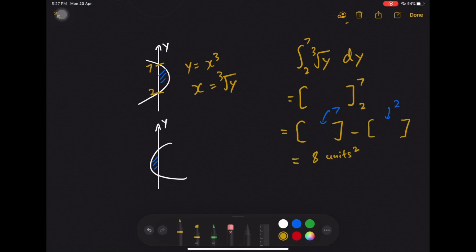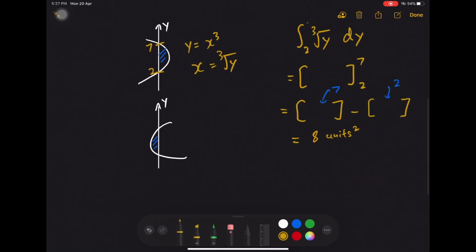So what is the difference when finding the area on the other side of the equation? It's almost the same thing, except that this time, provided the equation I give you is the same and the 7 and 2 are the same, you're going to get negative 8 units squared. You just have to take the modulus, and then you get your positive 8 units squared. And that's all for the area under the curve.